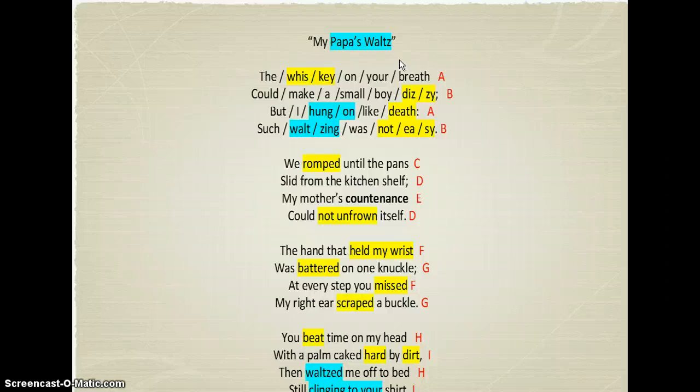But you also notice that there are a lot of negative connotative words. Words like whiskey, dizzy, death, romped, unfrown, held my wrist, battered, missed, scraped, beat, hard, dirt. So there are a lot of negative connotative words. If you said that this poem is about abuse, you would be incorrect. This poem is not about abuse, although it may appear that way, again, because of all the negative connotative words.